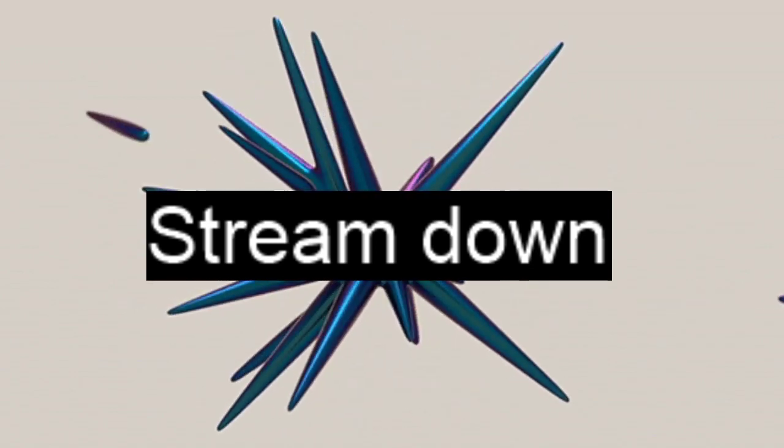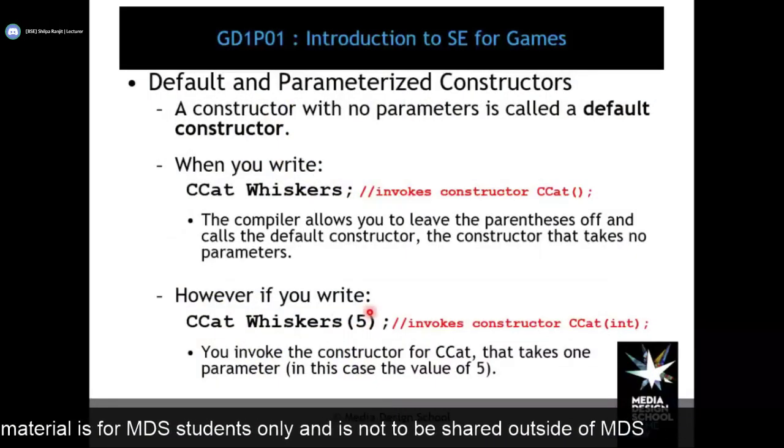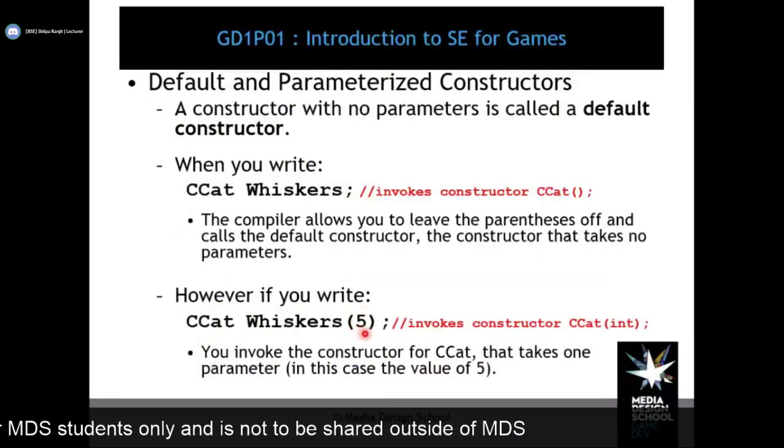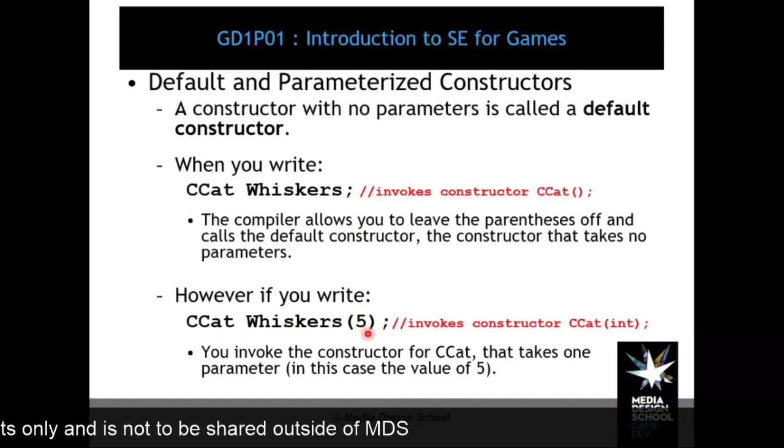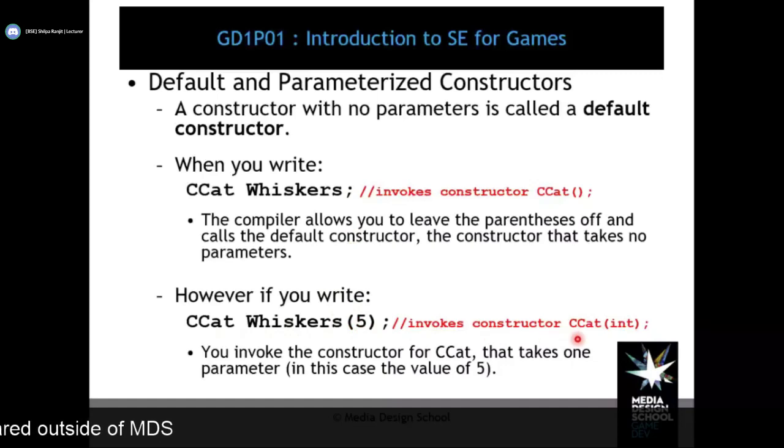Since you're not passing any values there, it calls a default constructor. But in case you say something like ccat whiskers and you pass a value 5, then the compiler will look for a constructor with one argument. So it invokes a constructor of ccat with one integer argument.